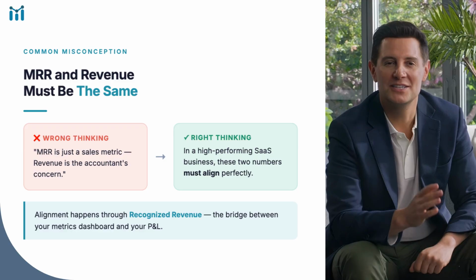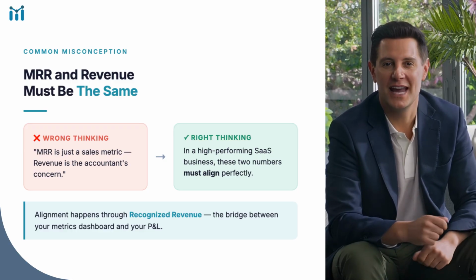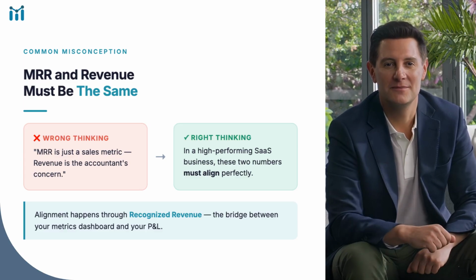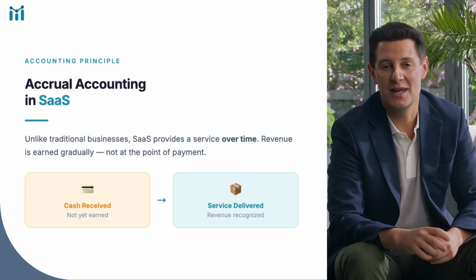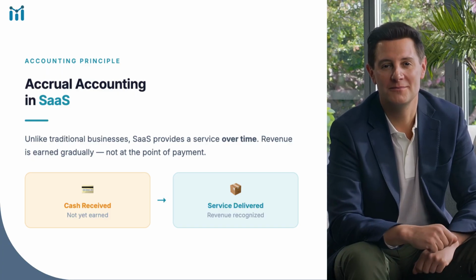There is a common misunderstanding that MRR is just a metric and revenue is something different for the accountant. In a high-performing SaaS business, these must be the same. This alignment happens through recognized revenue. In SaaS accounting, we use the principle of accrual accounting. Unlike traditional businesses, we provide a service over time.